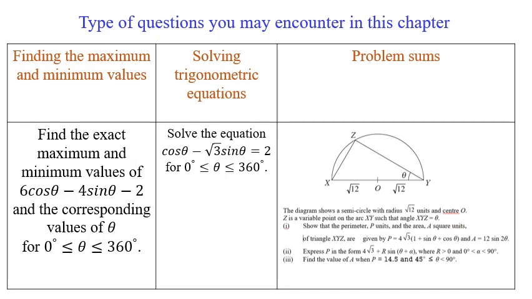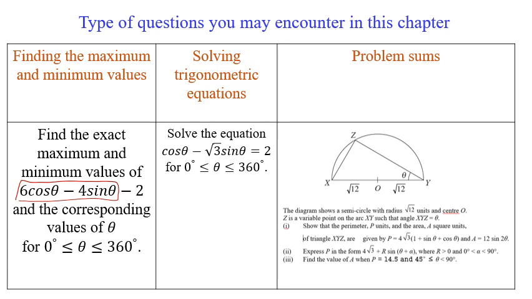Right, so for R formula, basically, these are the three different types of questions you will encounter. The first type is you are asked to find the exact maximum minimum values of, for example, 6 cos theta minus 4 sine theta minus 2. So that will require you to express it in R cosine bracket theta plus minus alpha, and then from there, you find your maximum minimum value. That's one type of question.